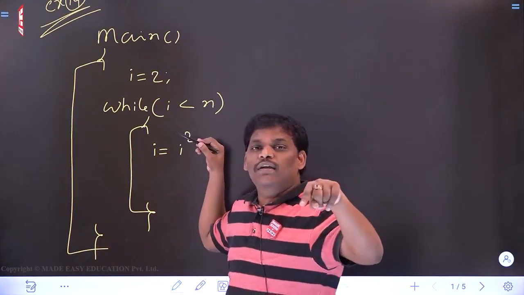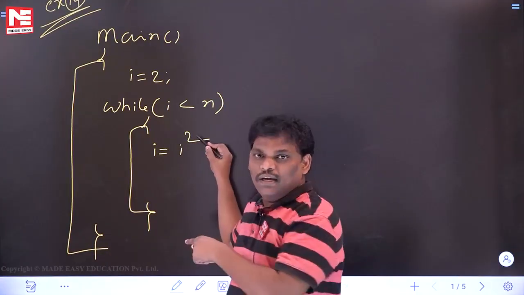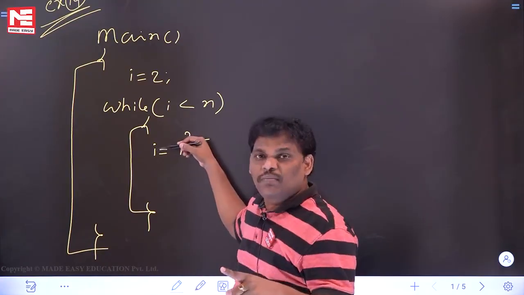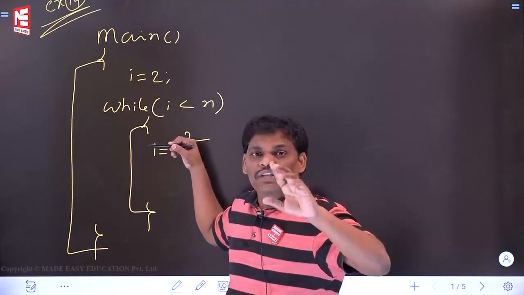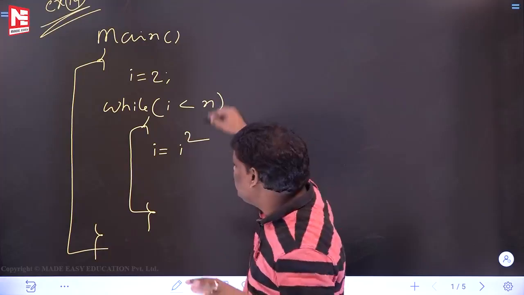What is the 2 into i? Log n base 2. What is the i plus 2? N by 2. But here i into i is growing faster, right? I think the loop will be over immediately. Some people are asking, sir, what is the answer of this one? How many times will this loop run?